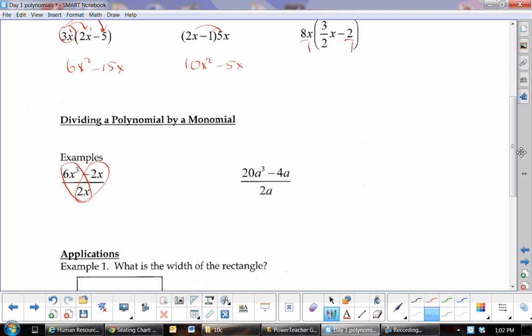So this is the same thing as 6x cubed over 2x minus 2x over 2x. So you can split that denominator up. In other words, what I'm trying to say is a plus b plus c all over 2 is the same thing as a over 2 plus b over 2 plus c over 2.